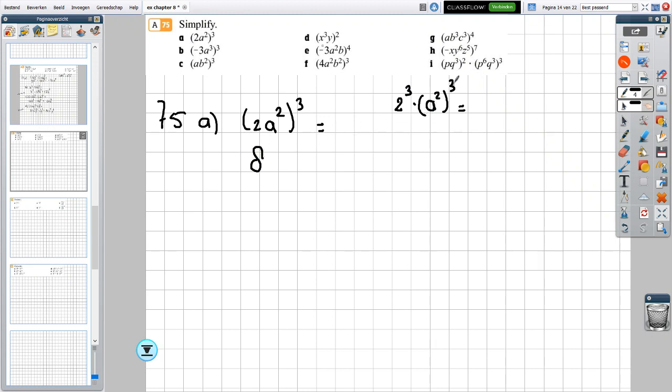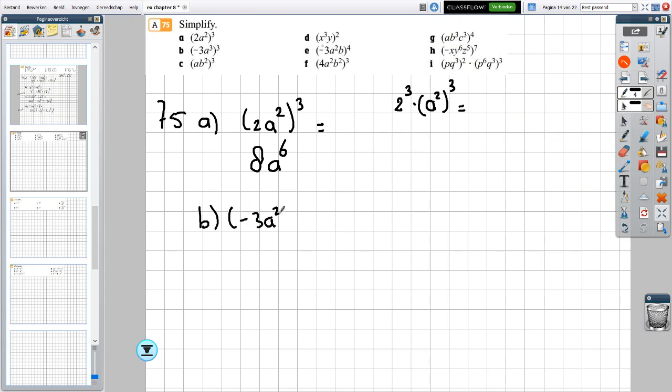And now the new rule that we've learned: a squared to the third power is a to the sixth power. Remember, you now multiply the exponents, not adding them up. That's when you multiply. Now you're having an exponent, a power of a power. Right? Let's try one more. B.